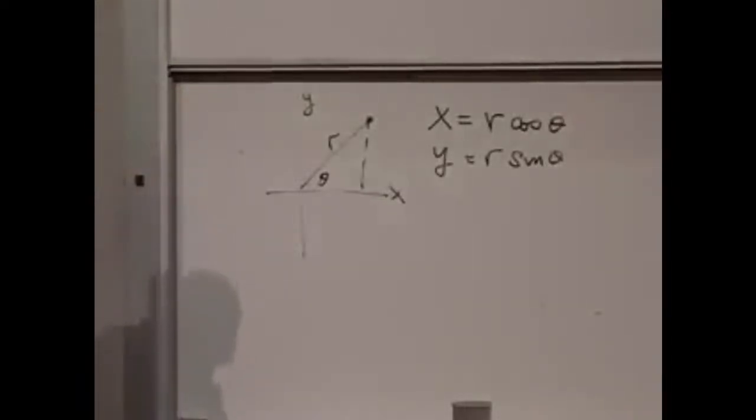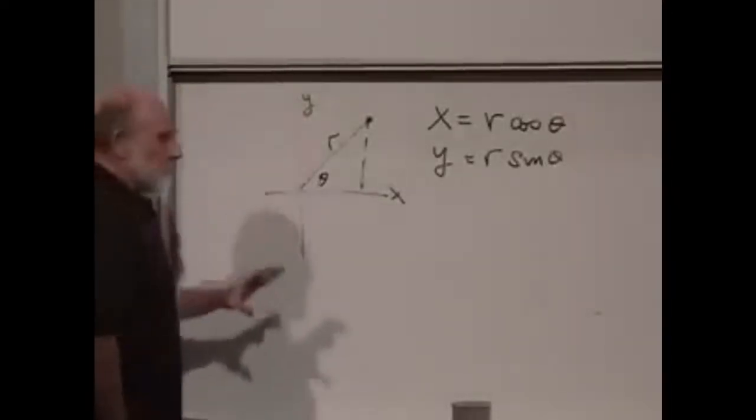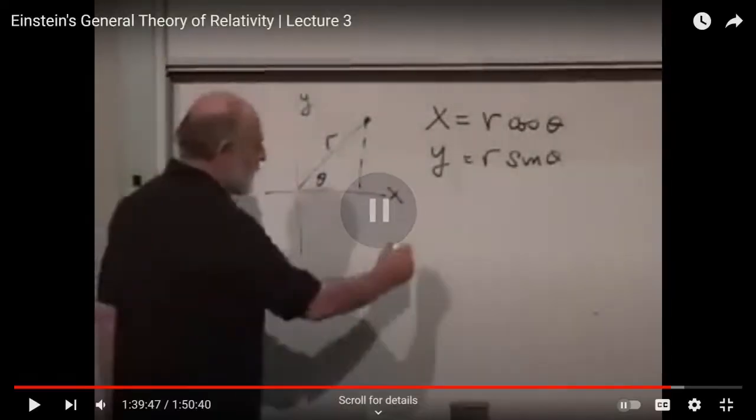Now, I want to write the metric, which we know what it is. Cosine is the bottom over the hypotenuse, so if you multiply by the hypotenuse, you get the base. Sine is the height over the hypotenuse, so if you multiply by the hypotenuse, you get the height.